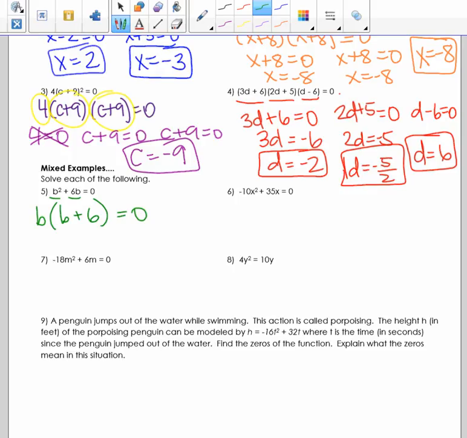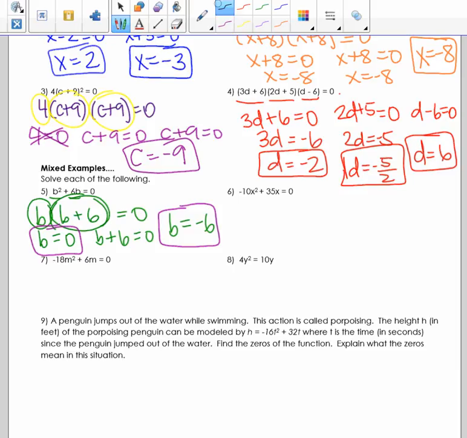Now, this looks like our examples above, which means b could be 0 or b plus 6 could be 0. You guys, it's both of these. A lot of people forget the b on the outside. That could be 0 as well. So one of your answers is 0. Your other answer, if you subtract 6 from both sides, is negative 6.